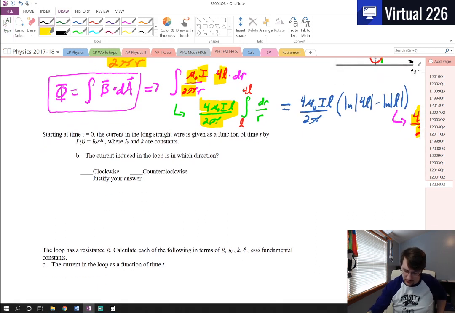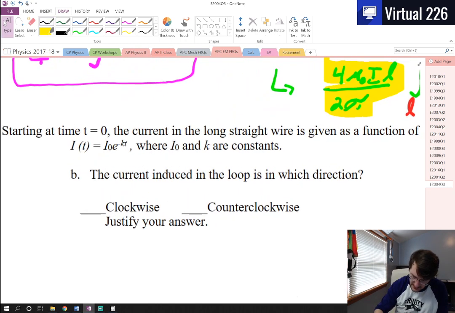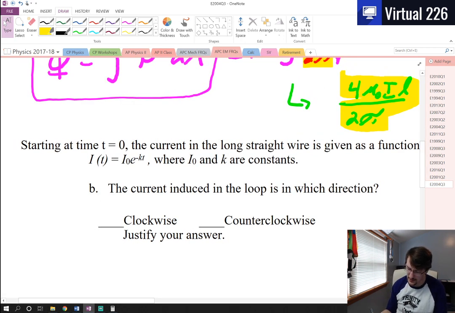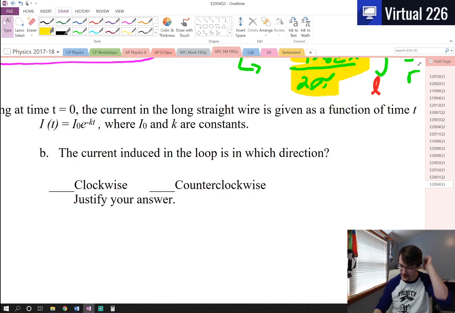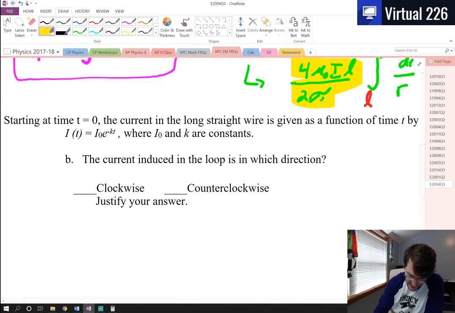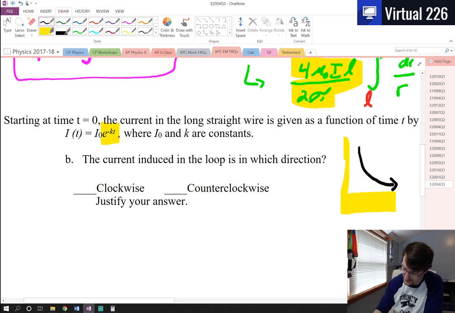Starting at time equals 0, the current in the long wire is given as a function of time by I naught times e to the minus kt, where I naught and k are constants. The current induced in the loop is in which direction? So when I look at this here, this is an exponential decay, which means my current is decreasing over time. I have some graph and it's going down like that, where this is some I naught.